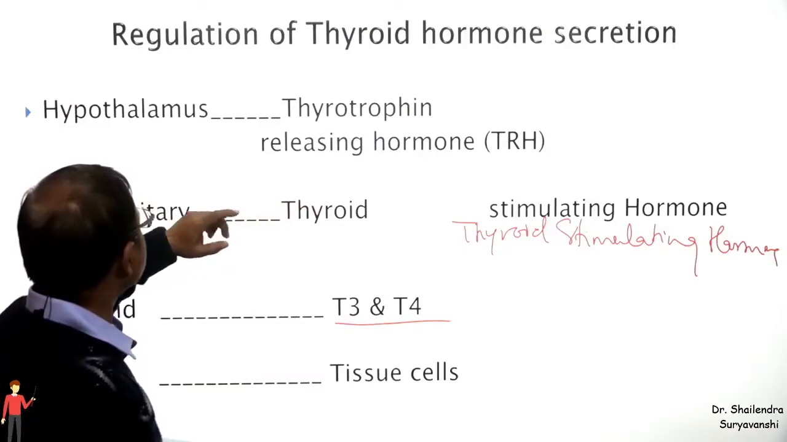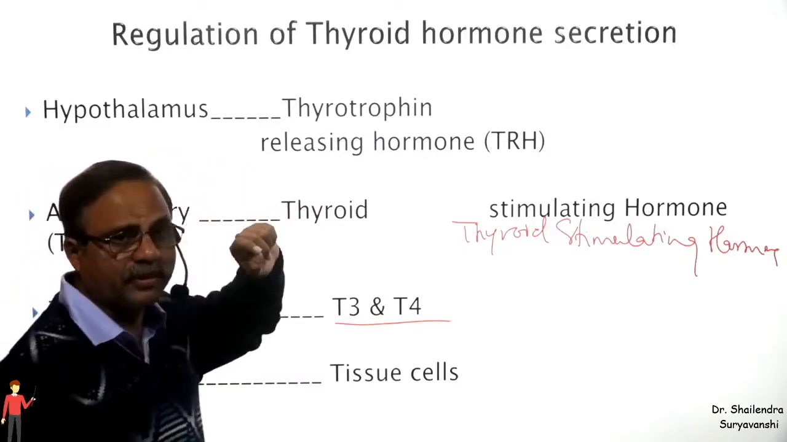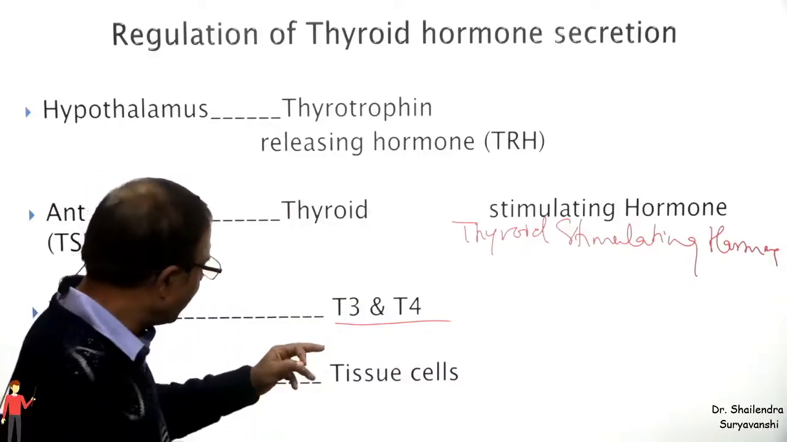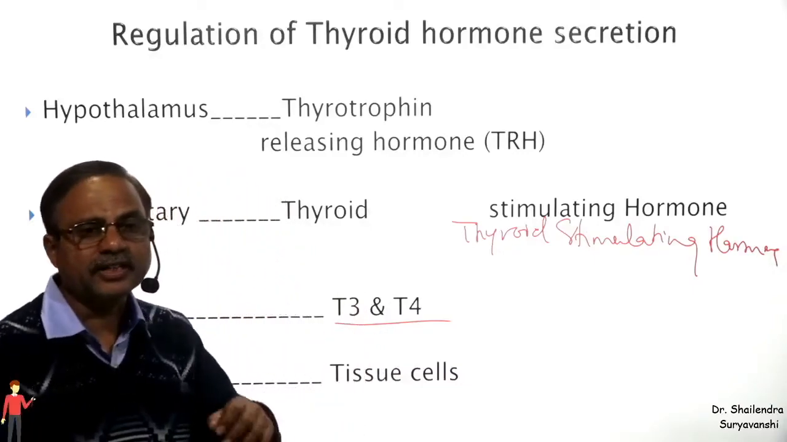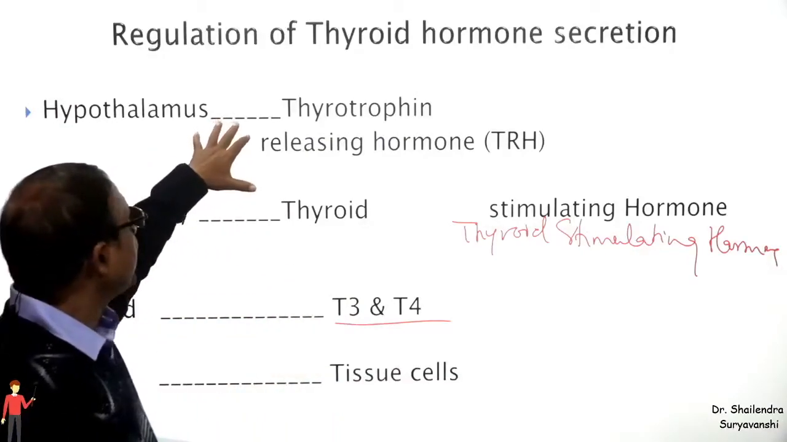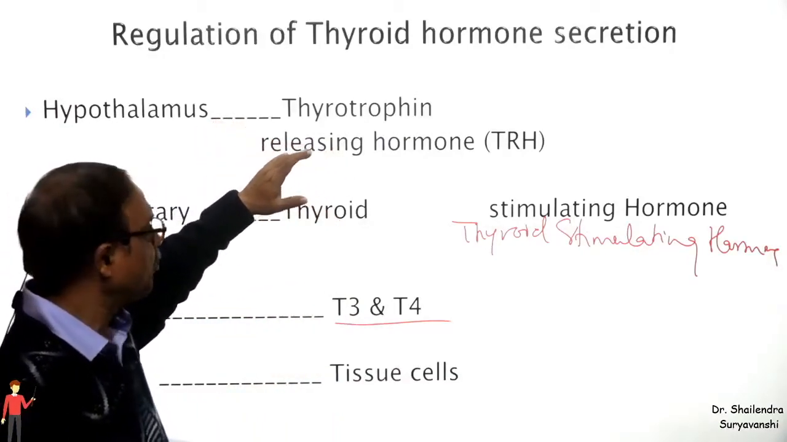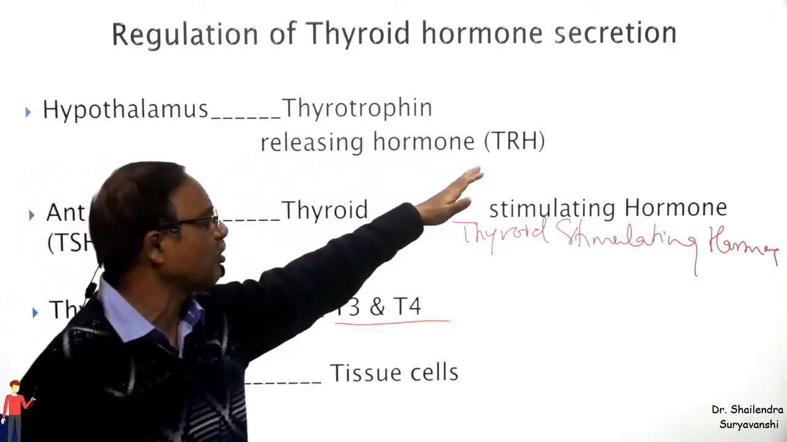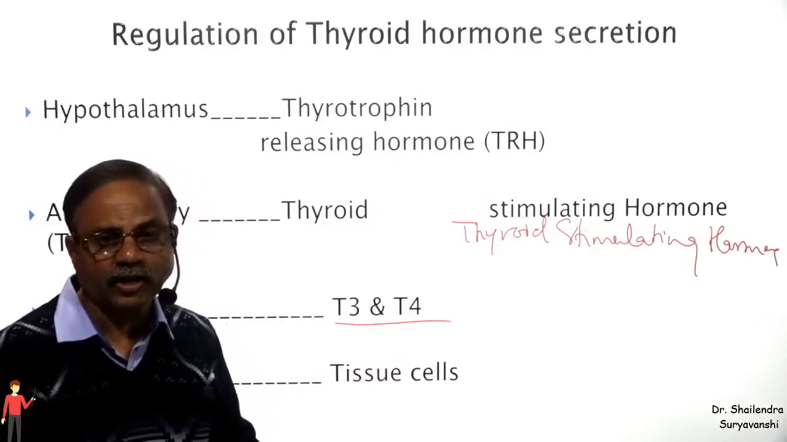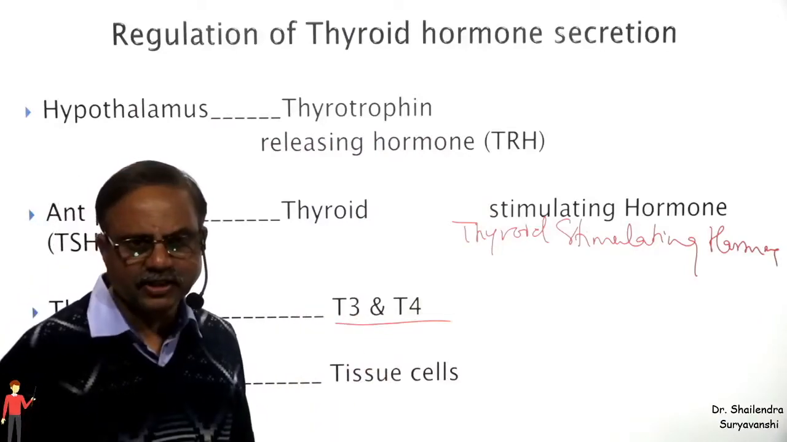Now what are the factors that the hypothalamus takes into consideration? The level of T3 and T4 itself in our body. If the level of T3 and T4 is high, that will have an inhibitory effect on the hypothalamus. The hypothalamus will secrete less TRH, and because of that the thyroid gland will secrete less thyroid hormone, and there will be less synthesis of T3 and T4.